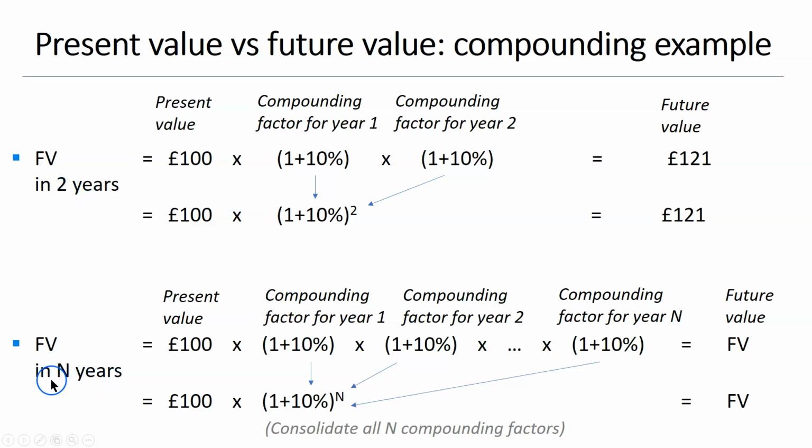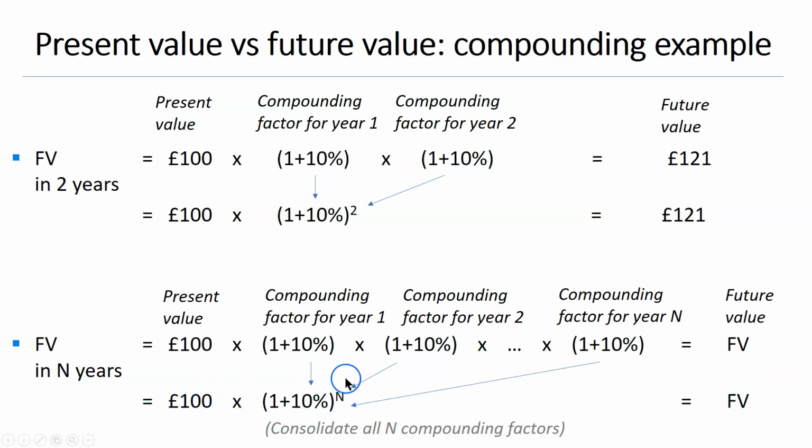If, however, we invest for a larger period of time, for n years, we can consolidate all our n compounding factors which we have during all of these periods, every single year, year 1, year 2, year 3, or whatever number of years, year n, we will have the same compounding factor. And we can consolidate them together into a simple formula. We take unity, add our interest rate, and raise to power n equal to number of periods. This will give us our future value.